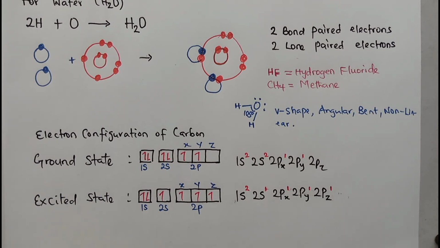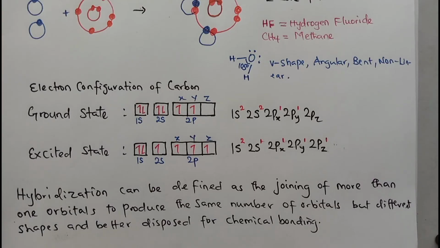For now, we are going to look into another thing, which is hybridization. Hybridization can be defined as the joining of more than one orbital to produce the same number of orbitals but of different shapes and better disposed for chemical bonding. Yes, this definition, you might not fully understand until I put it into demonstration. That is why I'm going to make use of a simple demonstration.